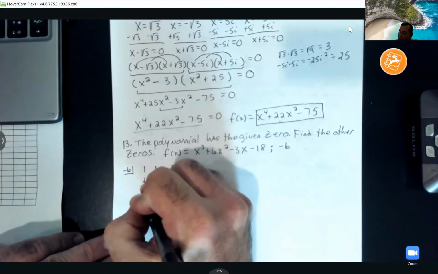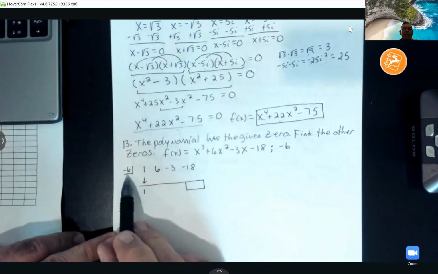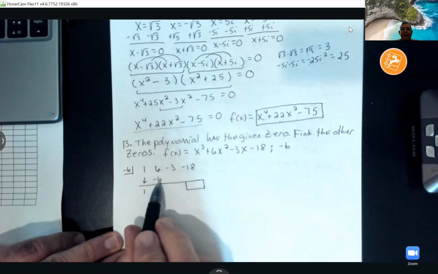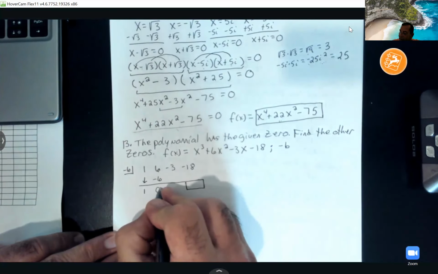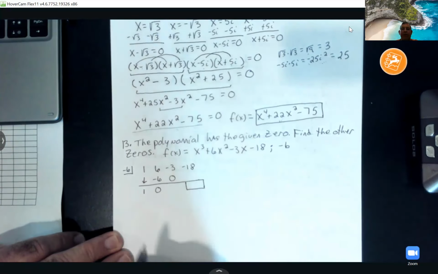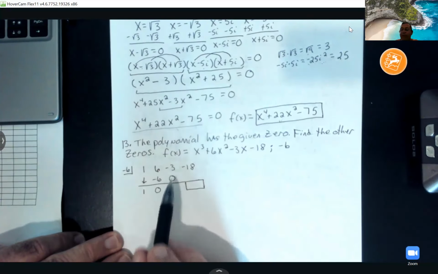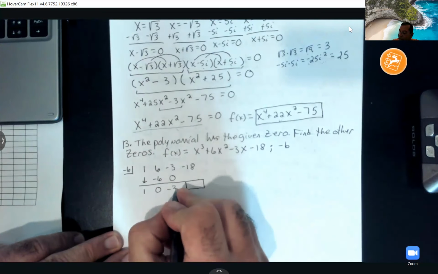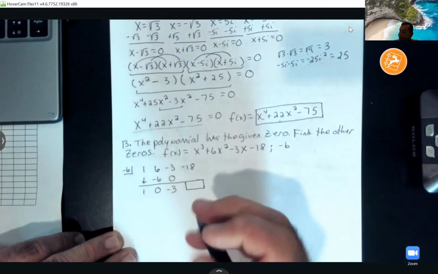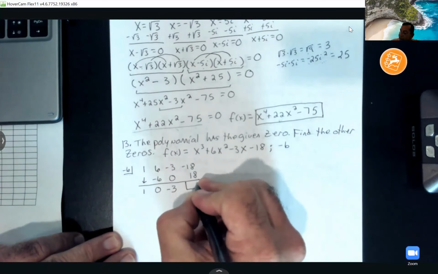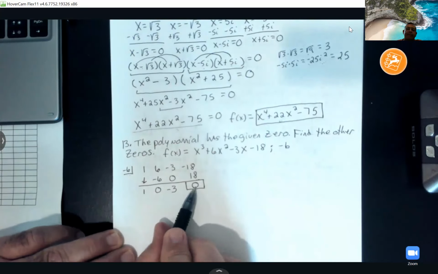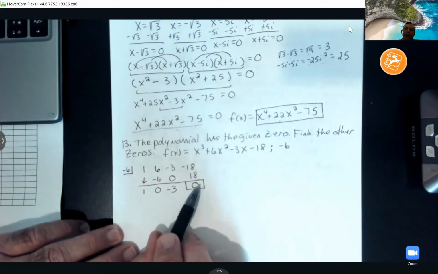We're going to bring our 1 down. 1 times negative 6 is negative 6. 6 and negative 6 will give us a 0. 0 times negative 6 is 0. Negative 3 plus 0 is negative 3. And y'all look at that. Negative 3 times negative 6 is 18, which gives us a 0 remainder. But we knew that.